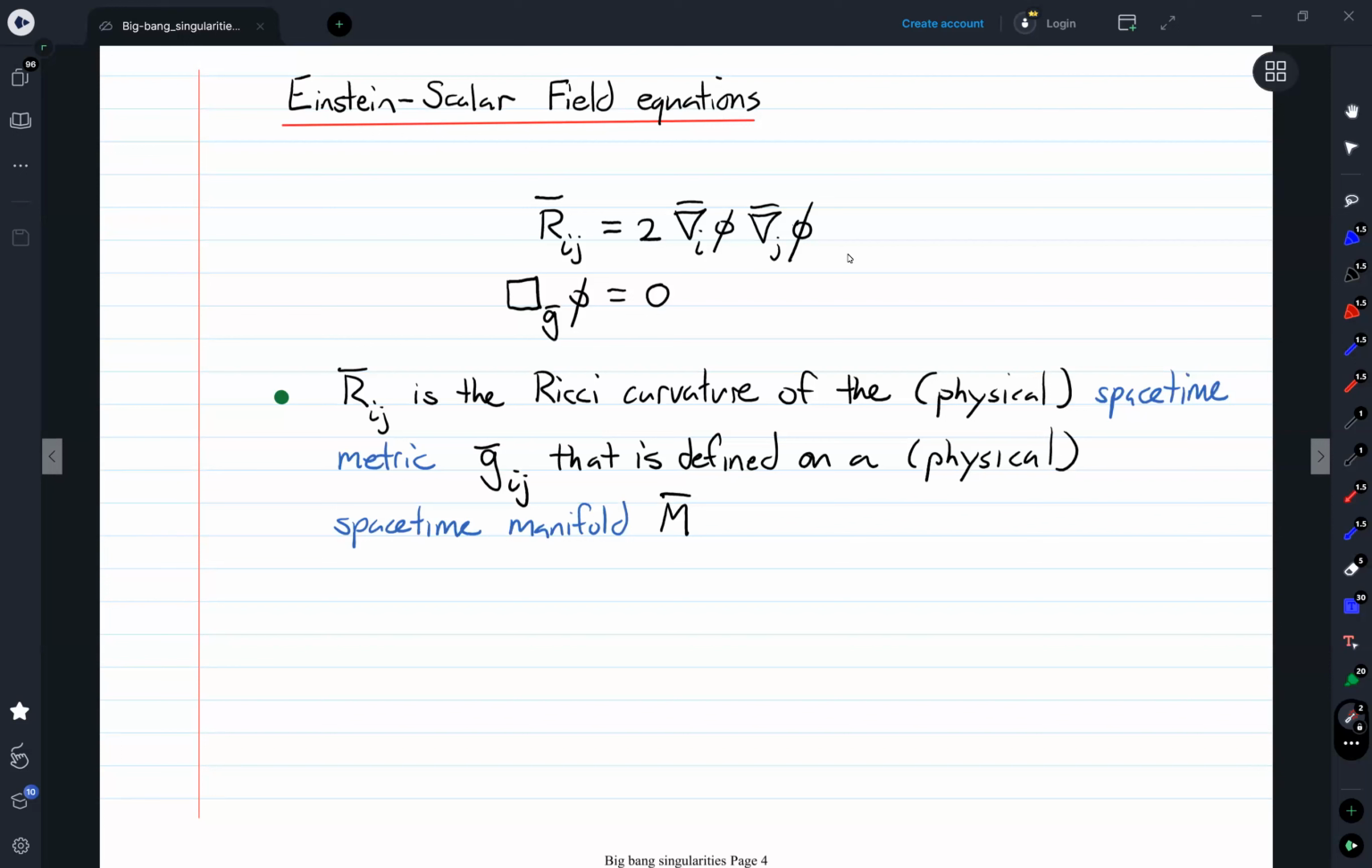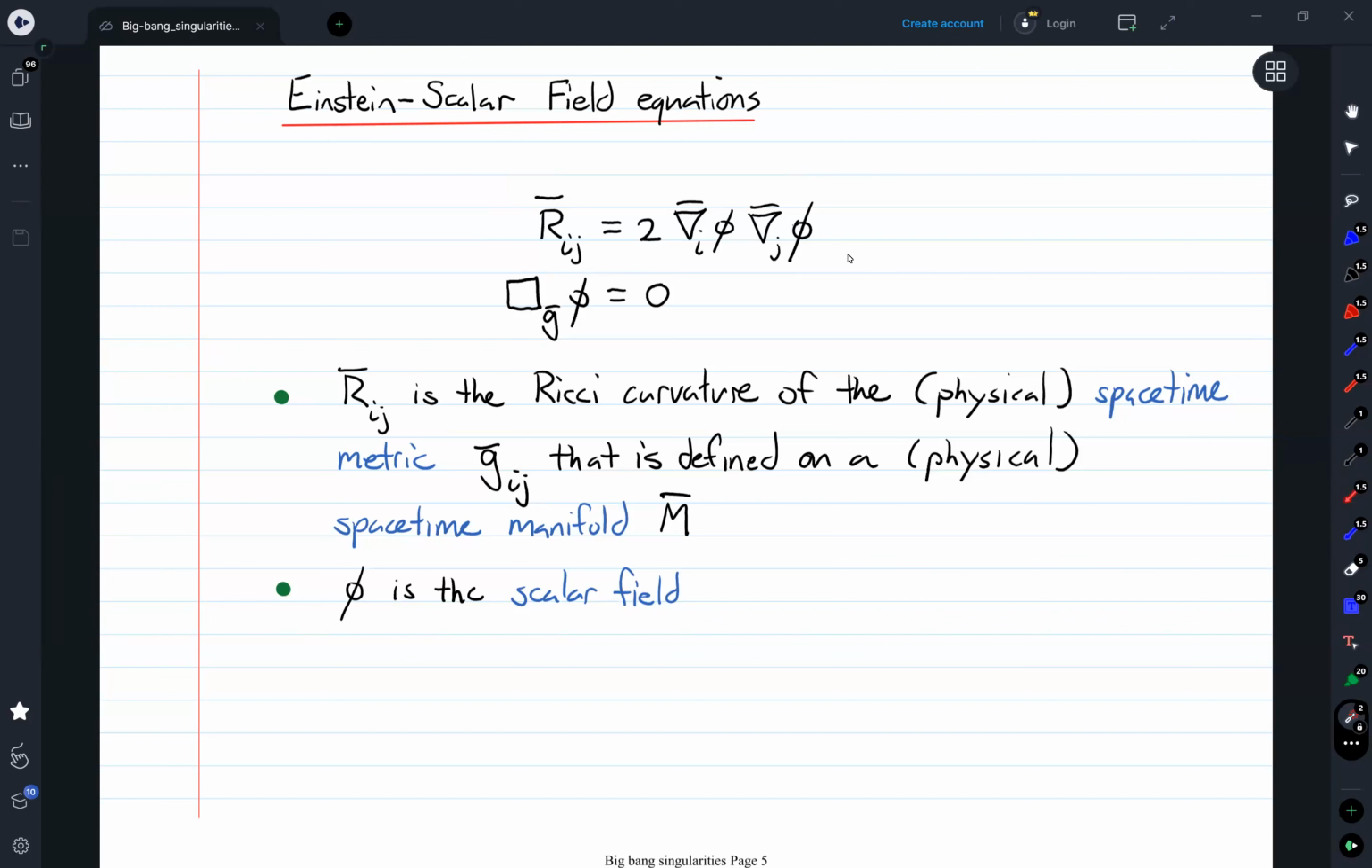So here, just to set things up, we have the R bar. That's going to be our physical Ricci curvature tensor of some physical space-time metric G bar. And this is going to be defined on some manifold, which I will call M bar. And then the equations we're solving are, well, we have this first equation, which is Einstein's equation. And then we have the second equation, which involves the scalar field. So phi is the scalar field.